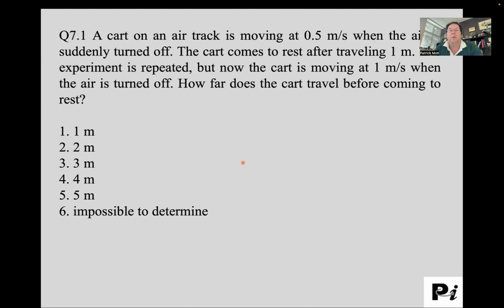I repeat the experiment, but now the cart is moving at 1 meter per second when the air is turned off. How far will the cart travel before it comes to rest? So think about what you think the answer is, and then check your answer with your physics neighbor.